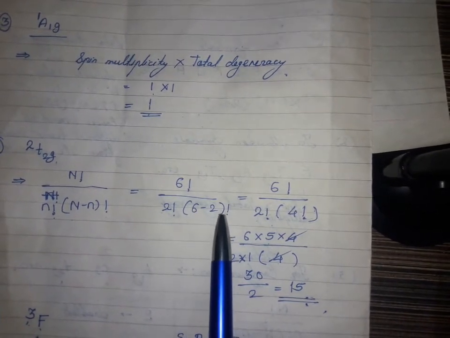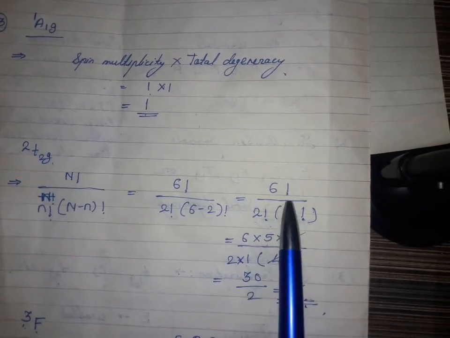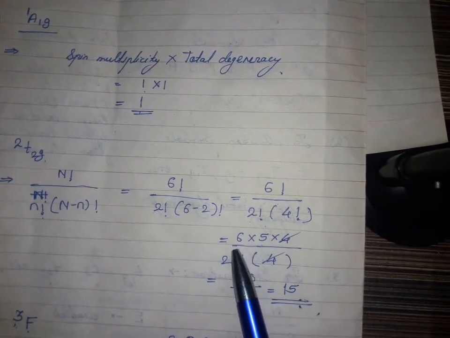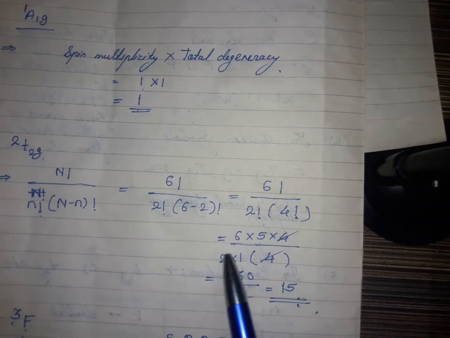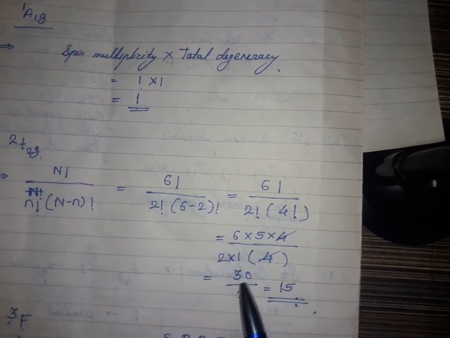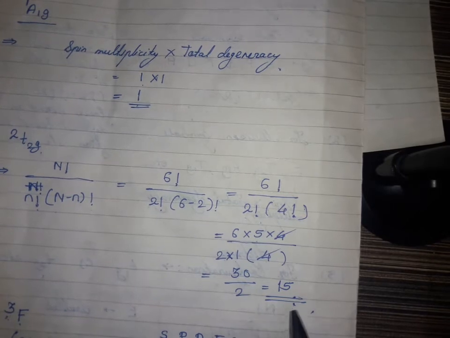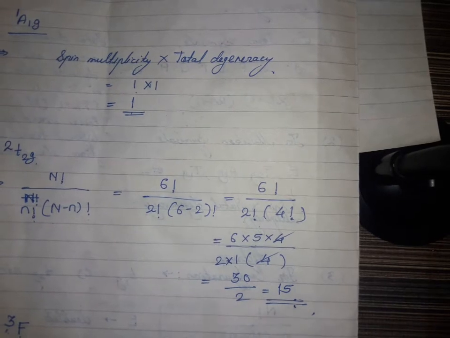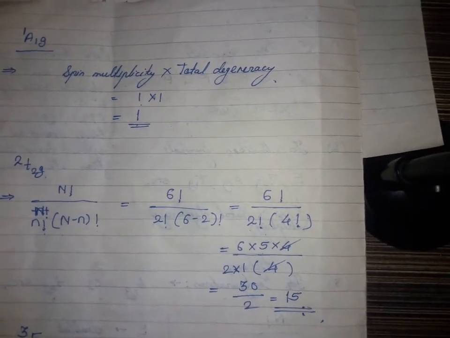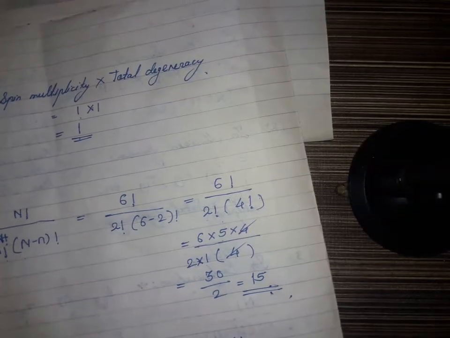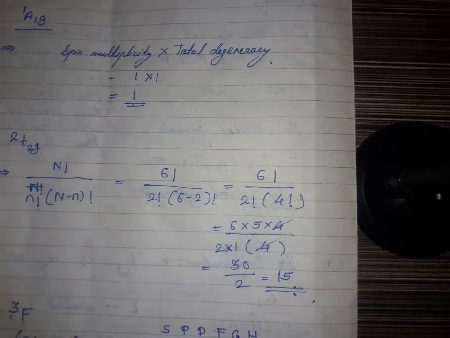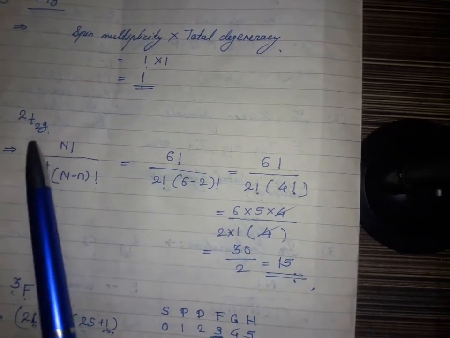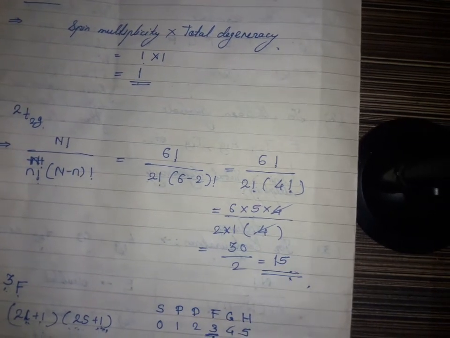So 6 minus 2: 6 factorial divided by 2 factorial into bracket 4 factorial. Now the factors are 6 into 5 into 4 divided by 2 into 4. The final answer is 30 divided by 2, equal to 15. So what is the meaning of that 15? This 15 is the degeneracy of the t2g2 configuration. This is the electronic configuration, and 15 is the degeneracy of that configuration.